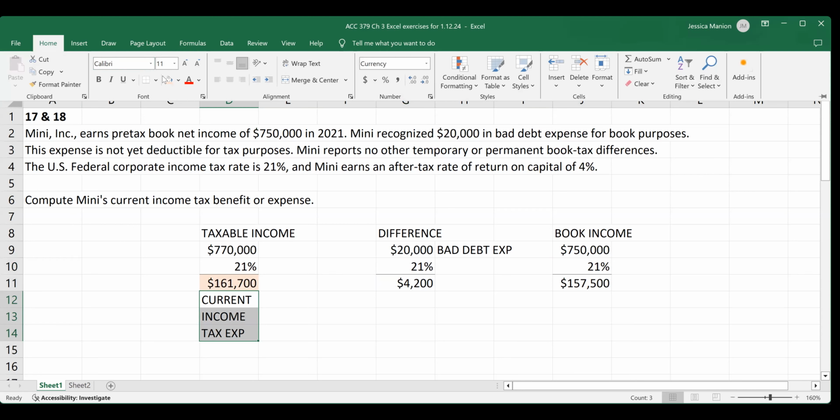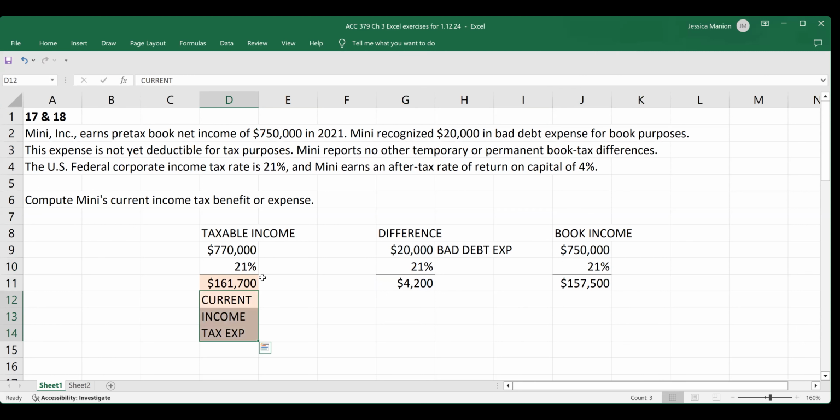And then on number 18, it was asking us to calculate, let me get it pulled up in our book. That's my intermediate book. Here's my taxation book. They were asking us to calculate the other two portions: the income tax for book purposes, and then the deferred tax portion of that.